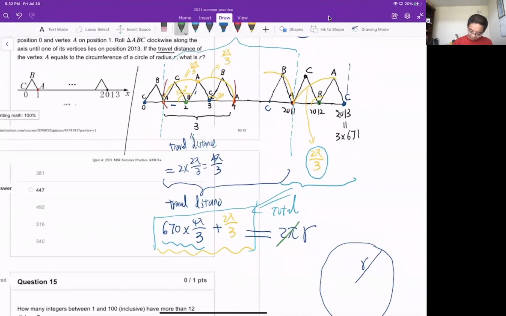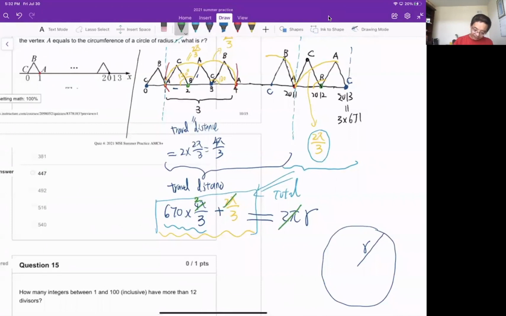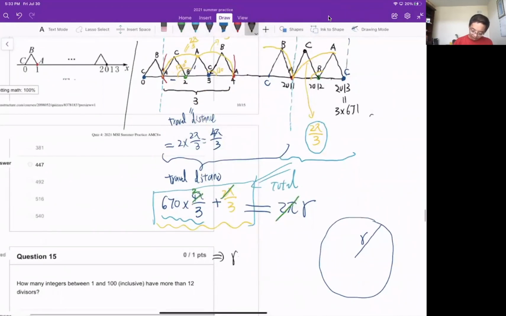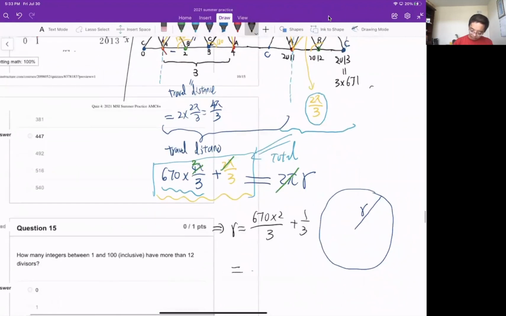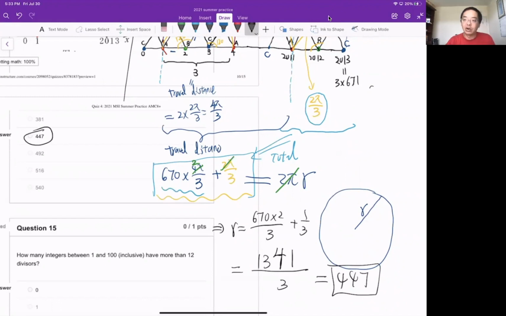Okay, so now we cancel 2 pi, and this will be 2 on both sides. And from here we derive r equals 670 times 2 over 3 plus 1/3. So this one equals 1341 over 3, so divide by 3, and this will be 447. And that's the radius of the biggest circle we are looking for.